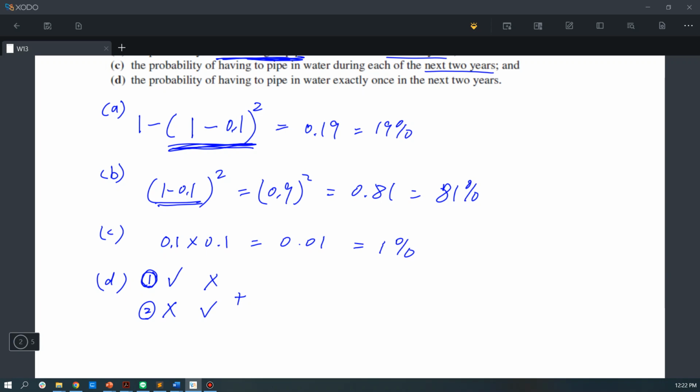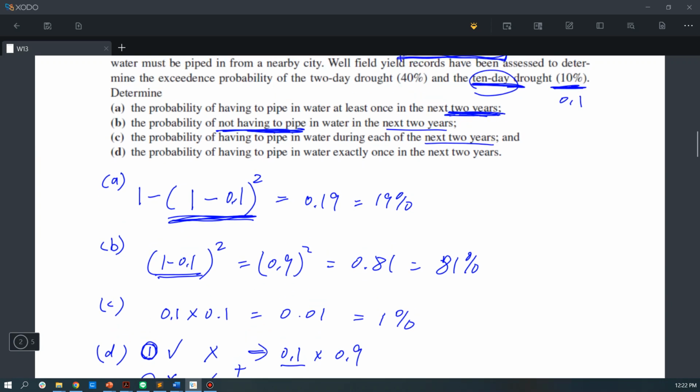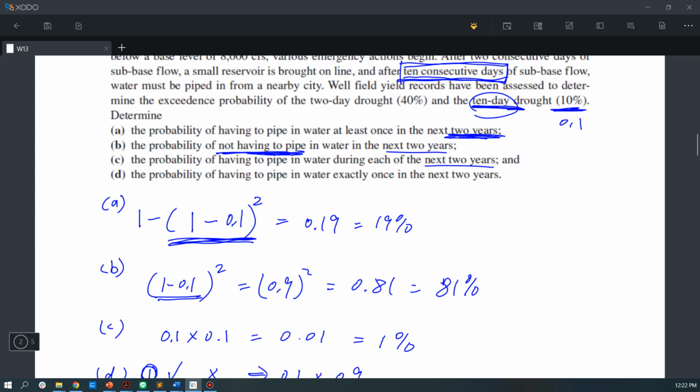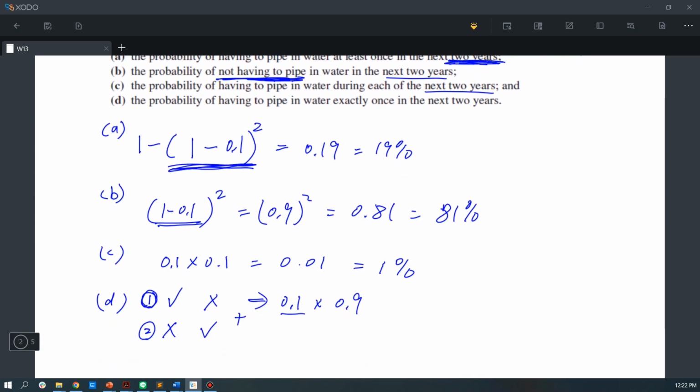So to do that, for the first combination is 0.1 times 0.9. So 0.1 is the probability of this 10-day drought occurring that you have to pipe in water. And 0.9 is 1 minus 0.1. So this is the probability that you don't need to pipe in water because there's no 10-day drought occurring.